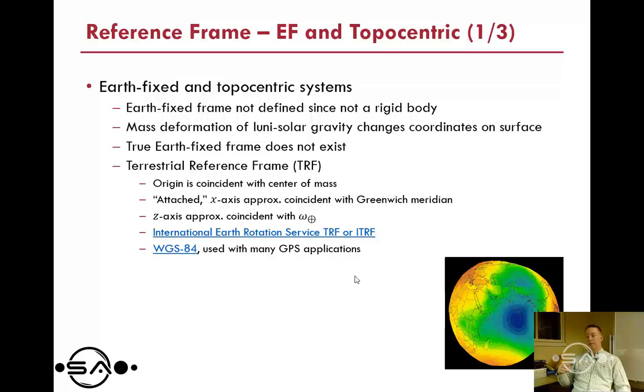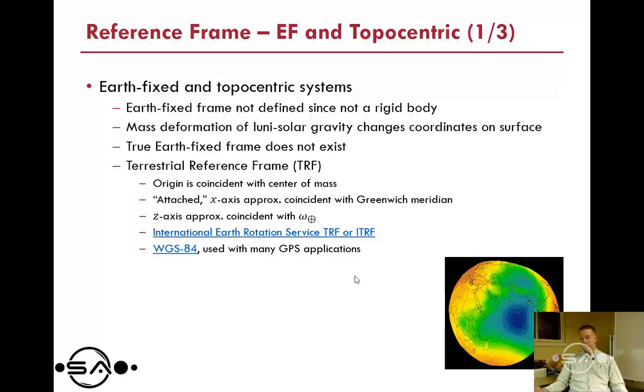However, we can define approximations and then use some reference frame, like the terrestrial reference frame, where the origin is coincident with the center of mass, the x-axis is coincident with the Greenwich meridian, and the z-axis is approximately, remember our simplification earlier, coincident with the angular velocity vector of the Earth.